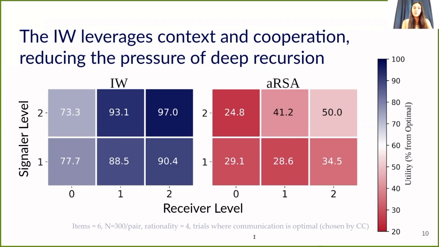So in conclusion, we've developed a shared agency imagined we model for communication and demonstrated that it can perform well, even under high ambiguity and without deep recursion.